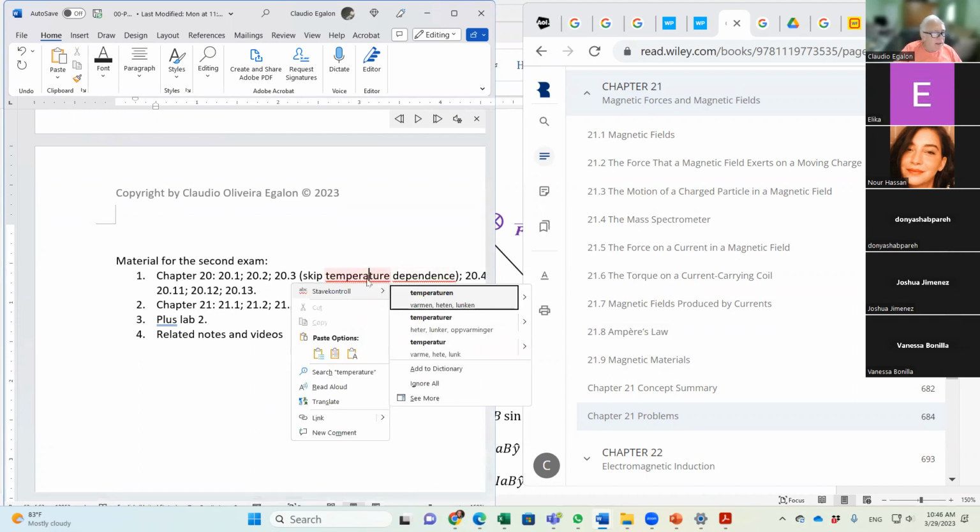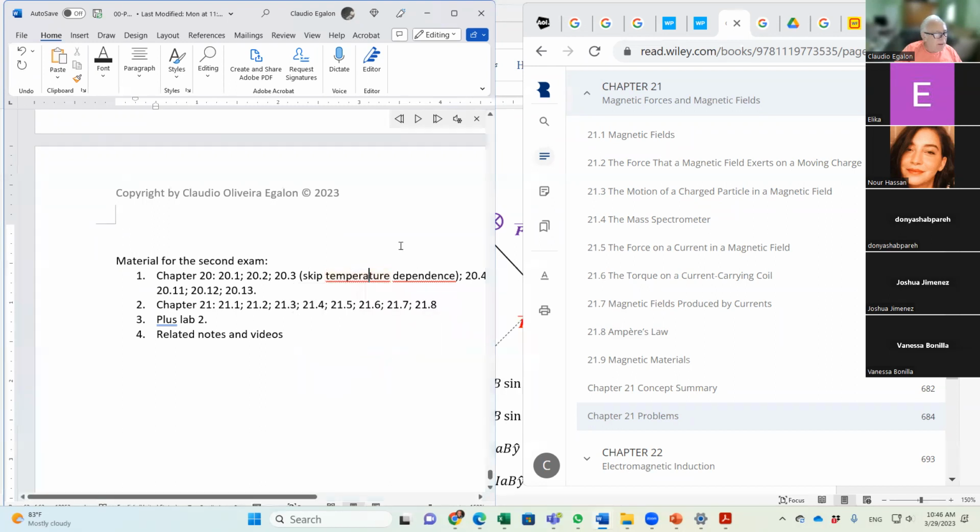Oh, my goodness. Strange. Did you see that? Somehow my computer started to speak German. That's what it looks like. Yeah, I'm not going to correct that.